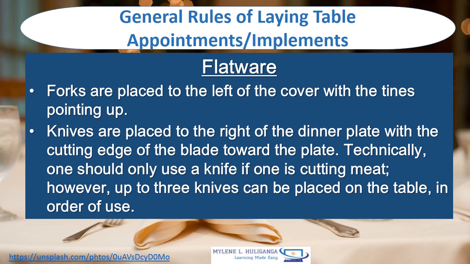Forks are placed to the left of the cover with the tines pointing up. Knives are placed to the right of the dinner plate with the cutting edge of the blade toward the plate. Technically, one should only use knife if one is cutting meat. However, up to 3 knives can be placed on the table in order of use.